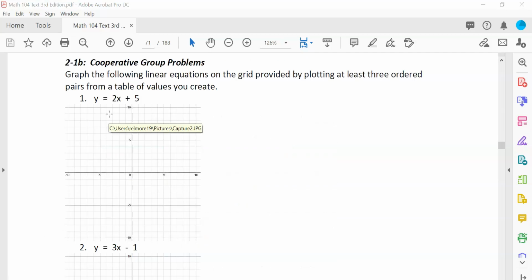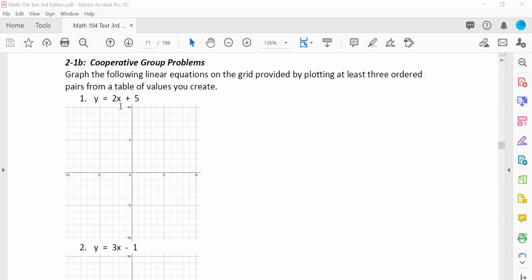Take a look at how we would do this with a problem like y equals 2x plus 5. This is the cooperative group problems. If you want to push pause and try each of these, that would be great. I'm going to, in 5 seconds, do these on my own. All right, so y equals 2x plus 5.